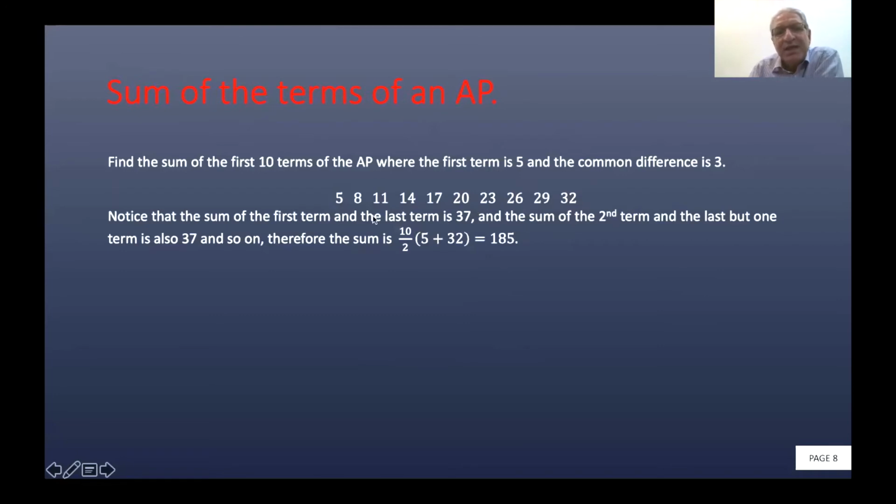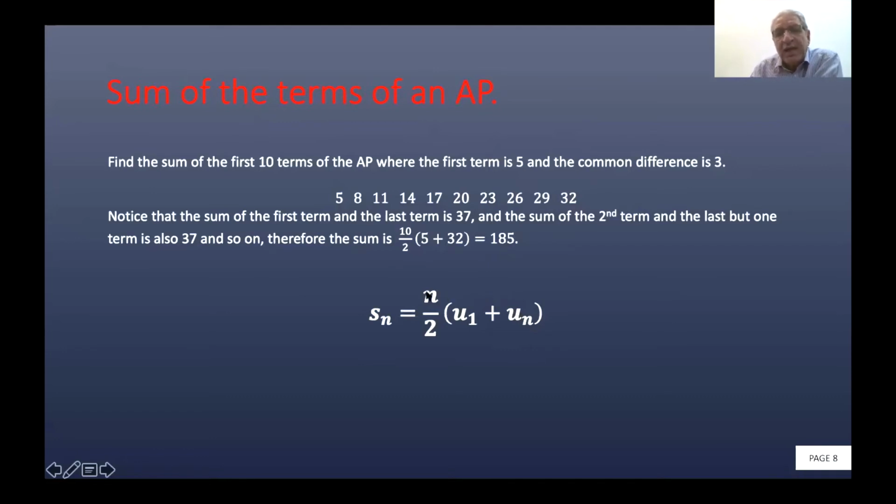Therefore, we can say the number of the terms divided by 2 times the first one plus the last one. Therefore, you are getting the formula here, 185. The formula we have understood is that the sum of the first term and the last term is the same as the sum of the second term and the last but one, and it goes on like that.